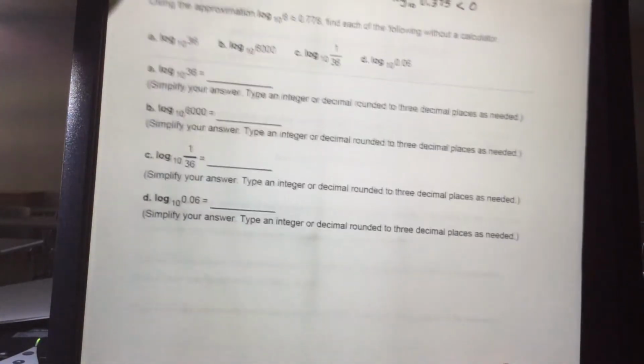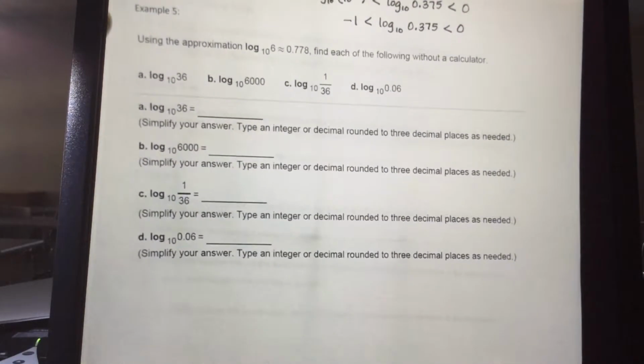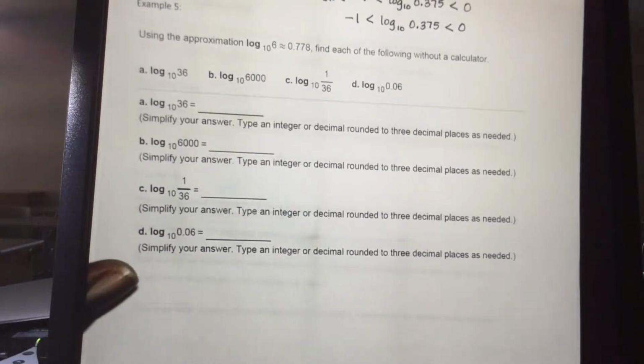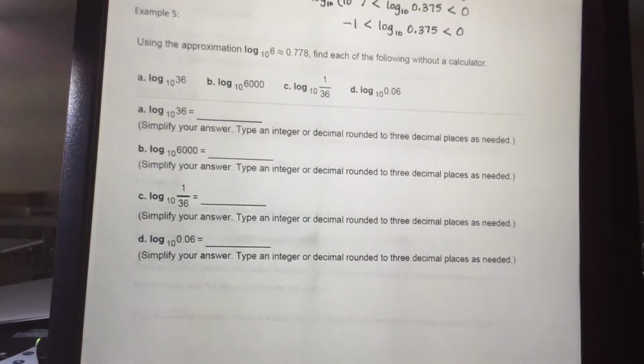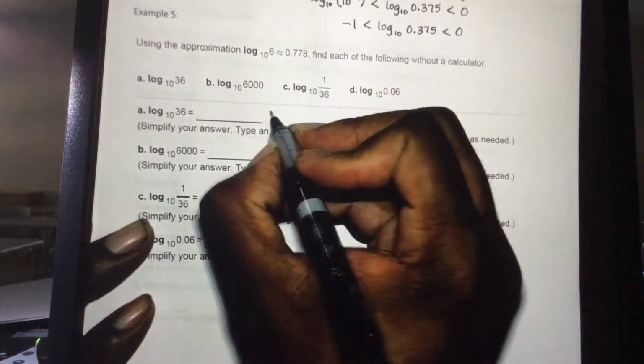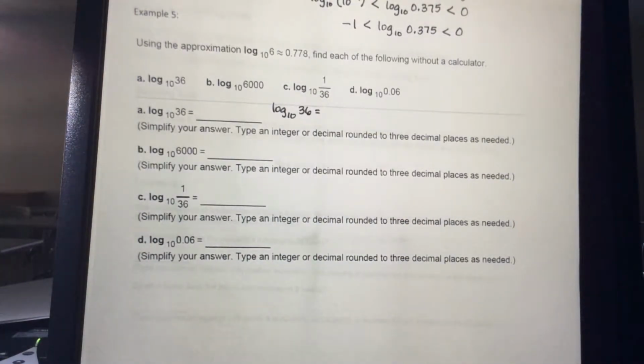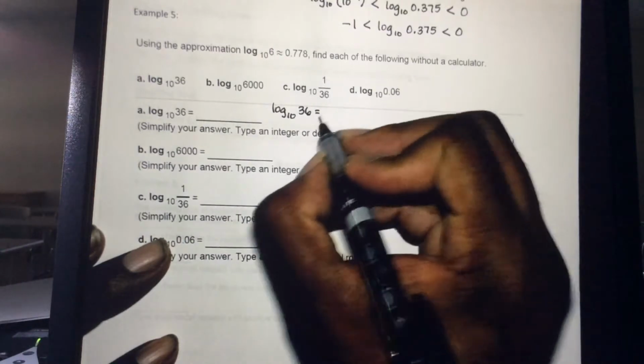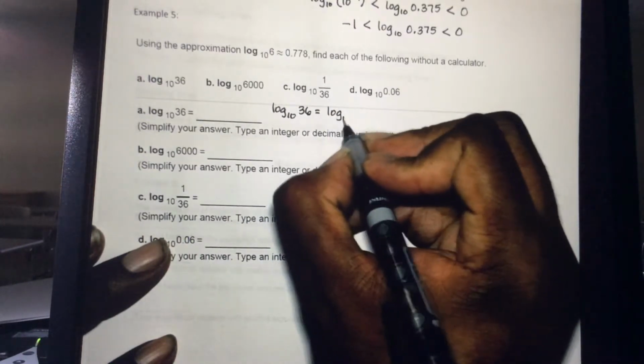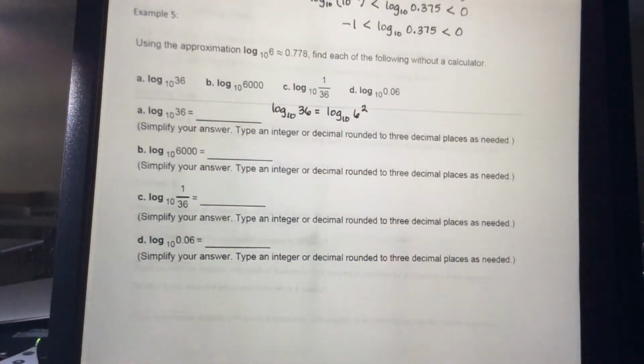Okay, let's look at this example 5. Here we're going to use the approximation of log to the base 10 of 6 is approximately 0.778 to find each of the following without a calculator. So starting with part A, we got log to the base 10 of 36. Well, I know that 36 is going to be a multiple of 6, because 6 times 6 is 36. 36 will be 6 to the second, so I can write 36 as 6 squared. So it'll be log to the base 10 of 6 to the second. Okay? Because 6 squared is 36.